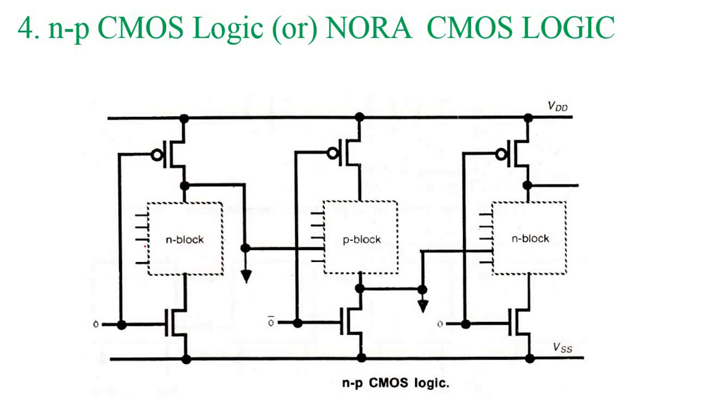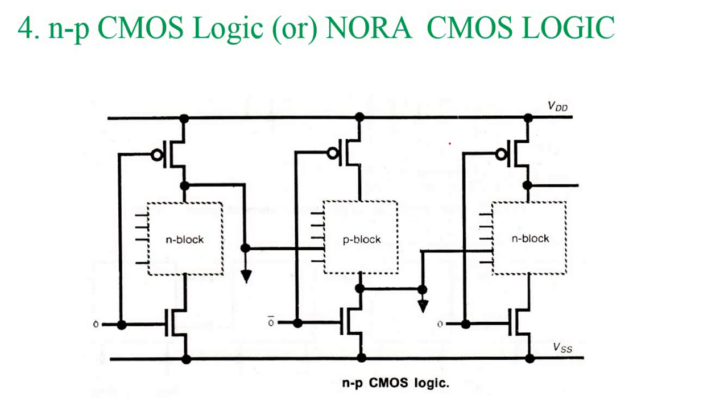Below the output node, that block is called the pull down network. Pull down networks are always replaced by NMOS logic. Here the output is taken, this is the output node. Below the output node, an N block is present, called the pull down network, having NMOS logic. Like that, NP CMOS logic or NORA CMOS logic is built.